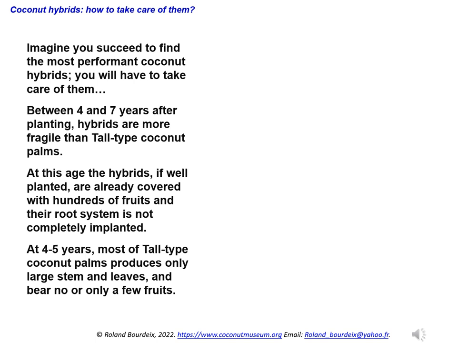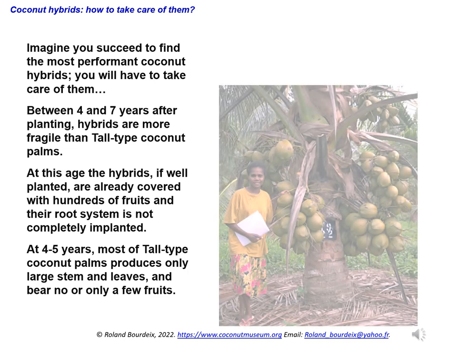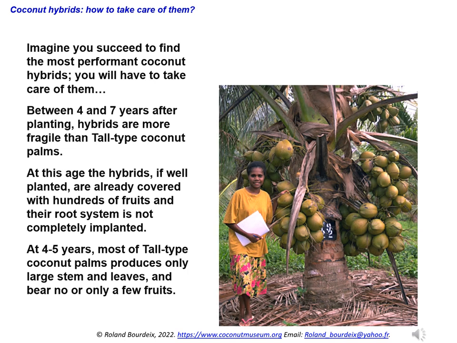Imagine you succeed to find the most performant coconut hybrids, which is quite difficult in the Pacific region. If you plant them, and forget them, leaving them alone with Mother Nature, without caring for them, and without bringing them any kind of fertilizers, and picking up all the nuts, husk and leaves, these hybrids will only produce well for the first 15 to 20 years. Then your soil will probably be depleted, emptied of its mineral and organic elements.